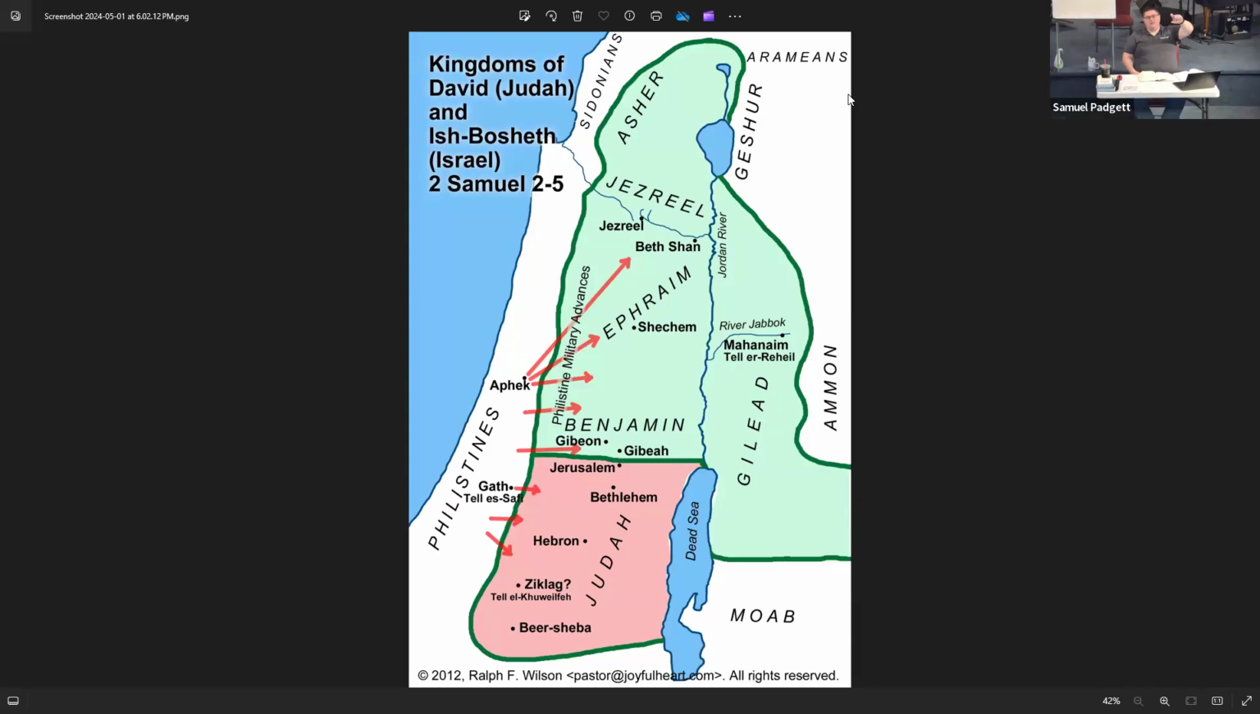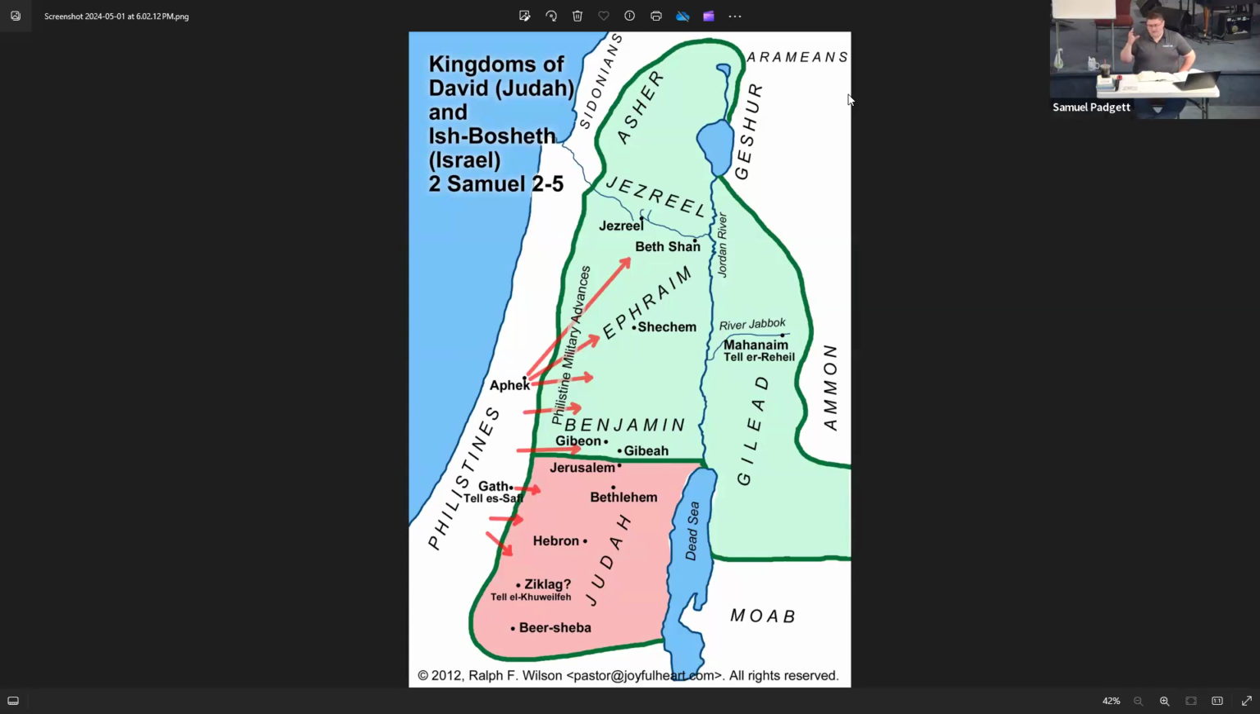Now notice Hebron. I don't know if you guys can see very well up there, but Hebron is in the middle of the pink. And that is where David is anointed king. And that is where David rules for the first 7 years. Does that feel like it's anything close to the center of Israel? No. It's in the center of Judah's territory, but it's not in the center of Israel.